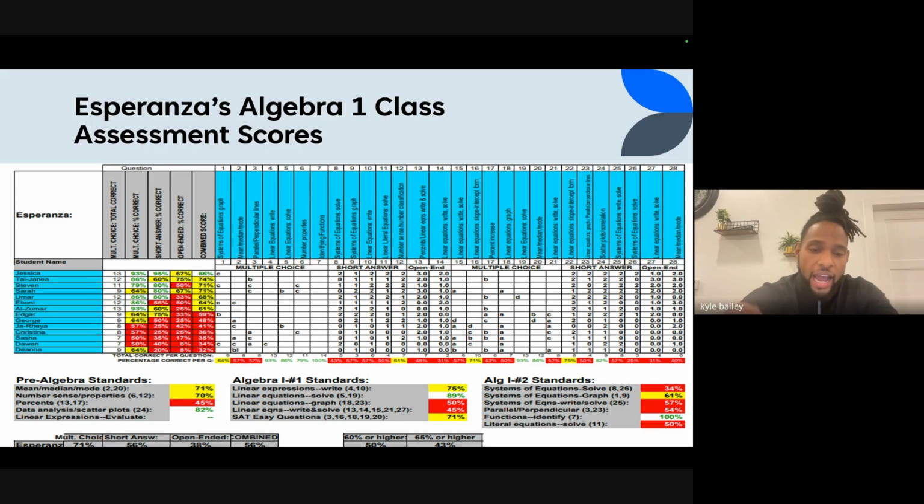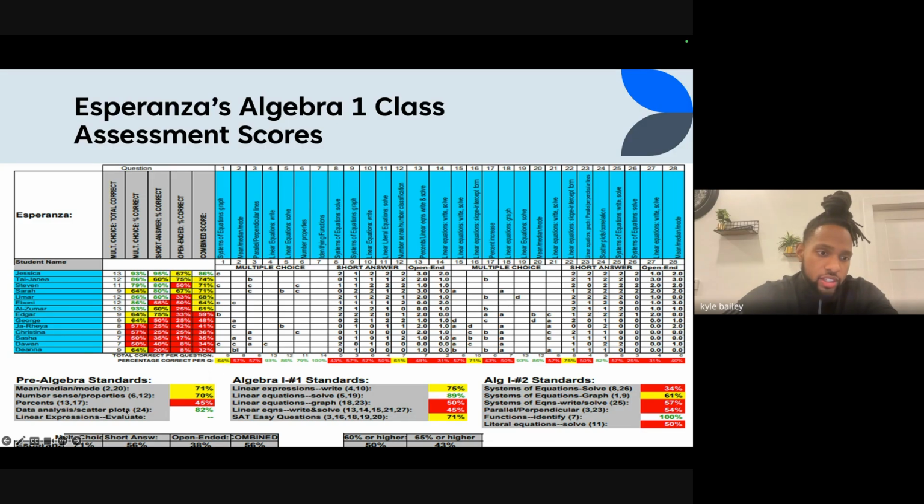Here you can see how each student scored, and at the bottom we can see the percentage of how many each student got right or wrong. For example, we have question one, systems of equations, which they scored a 64% in.